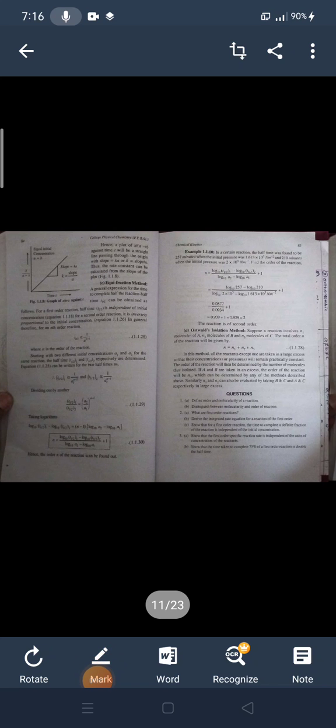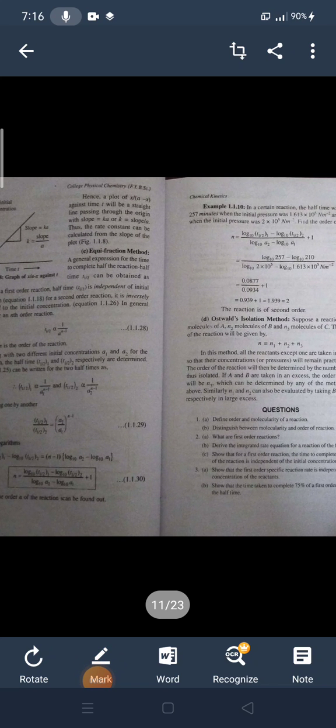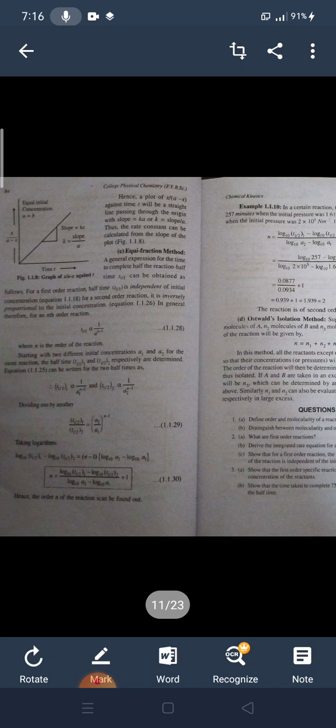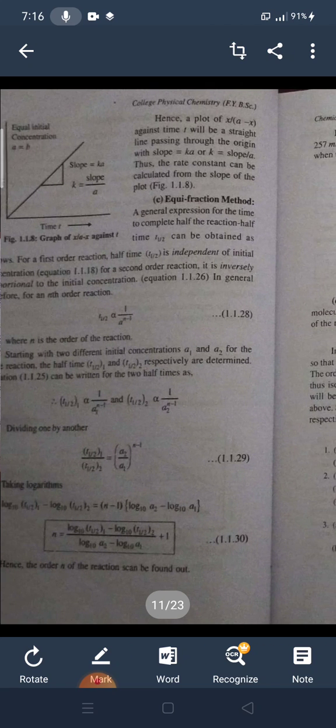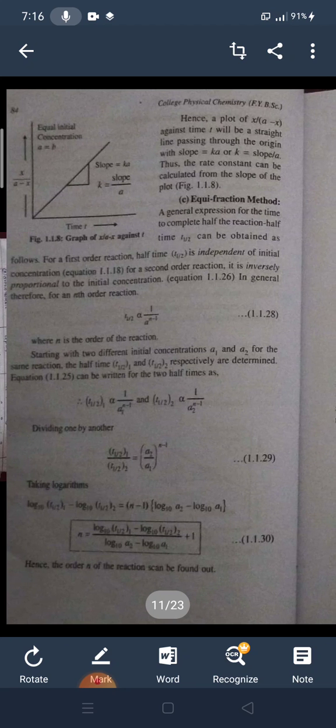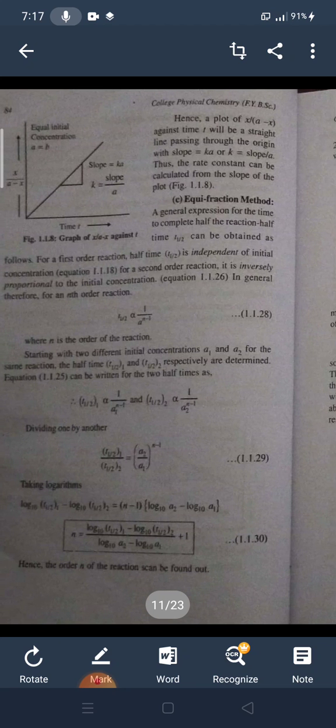Good morning, friends. In the last lecture, we talked about the different methods to calculate the order of reaction. Last time, we saw particularly the half-life method. That formula n is equal to log to the base 10 t half first minus log to the base 10 t half second, upon log to the base 10 a2 minus log to the base 10 a1, plus 1. This formula can be used to calculate the order of the reaction.